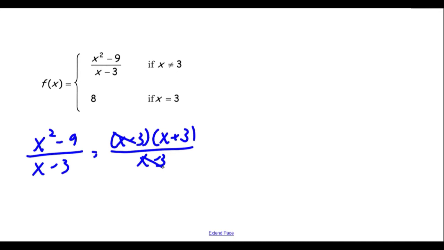What kind of function is 8? Constant. That's a horizontal line, but because it's only defined at 3, it's actually a point in this case. So that is definitely continuous at that point where it's defined. And so I need to figure out if I have a jump discontinuity or a removable discontinuity. How can I find that out?